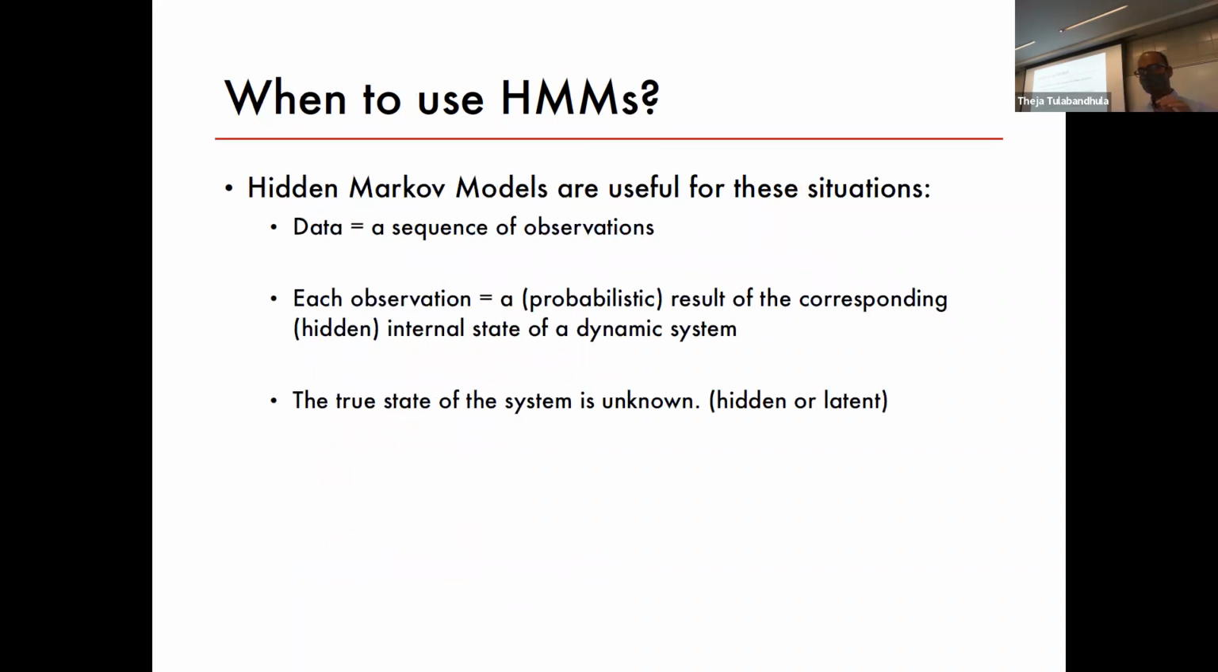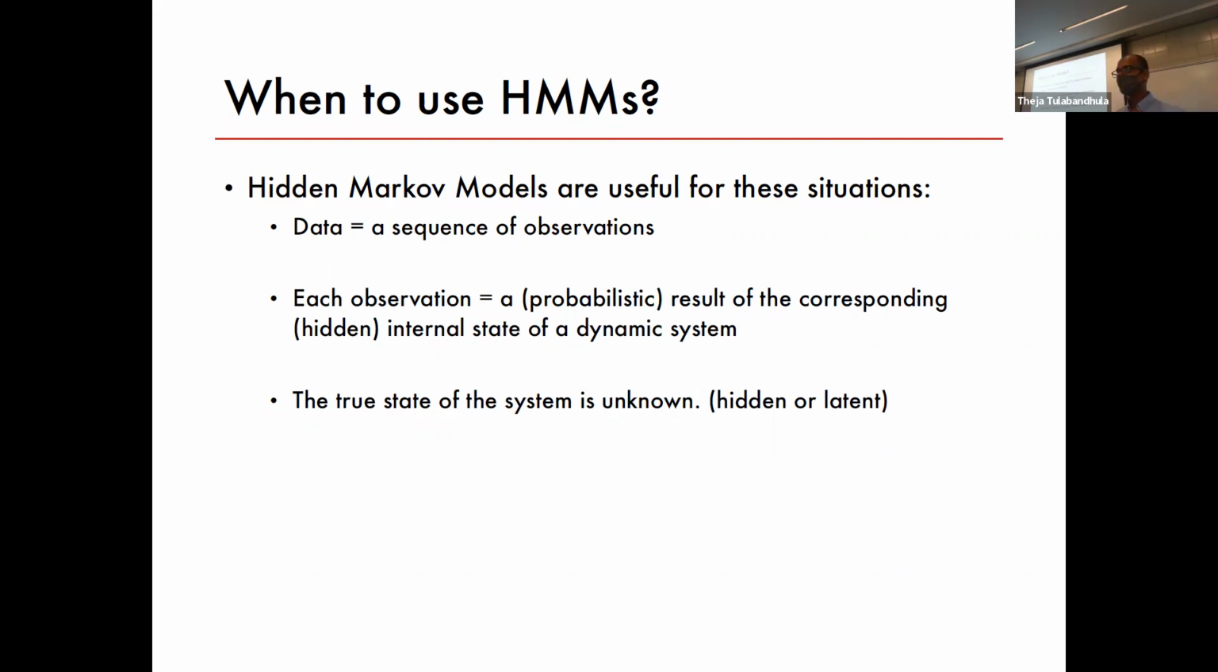So we'll cover, starting now, when to use a hidden Markov model. We're going to talk about what's hidden and what's Markov in this model soon. But let's start with where they are suitable. They're suitable when you have a sequence of observations. A sequence of observations could be just a sequence of letters, or number sequences, or categorical sequences, whatever it is. And you want to assume that each observation is a random, probabilistic result of a corresponding hidden state of a dynamic system.